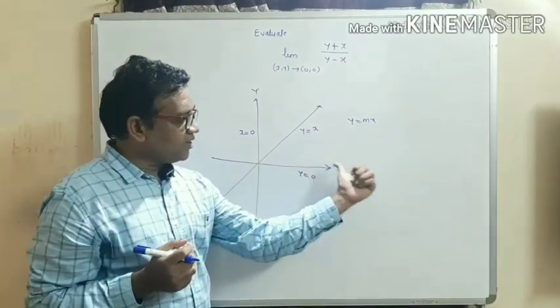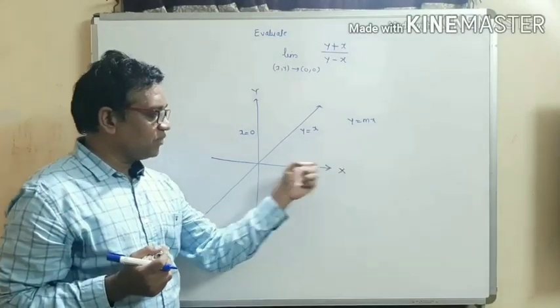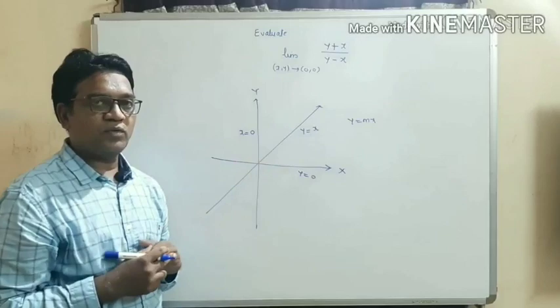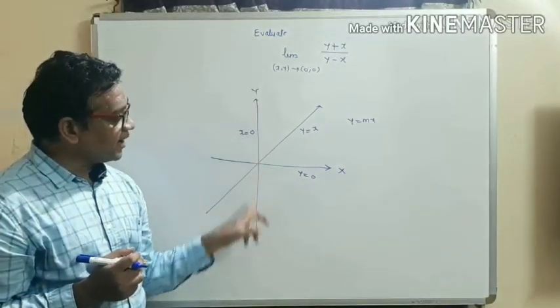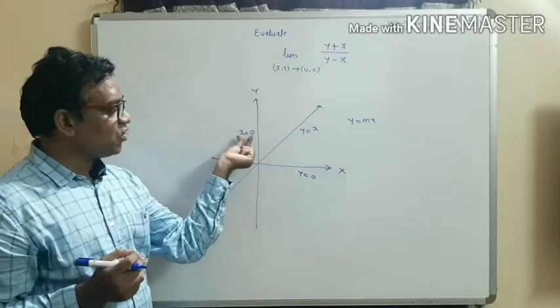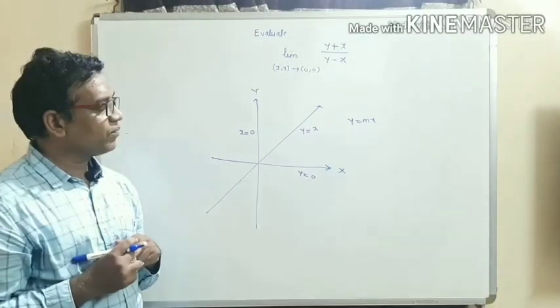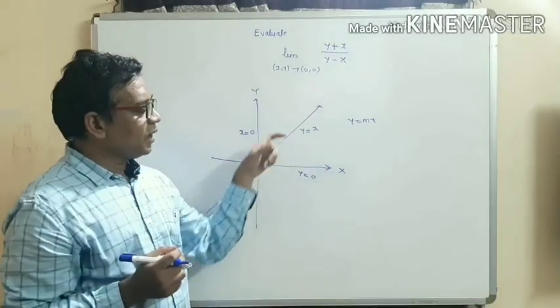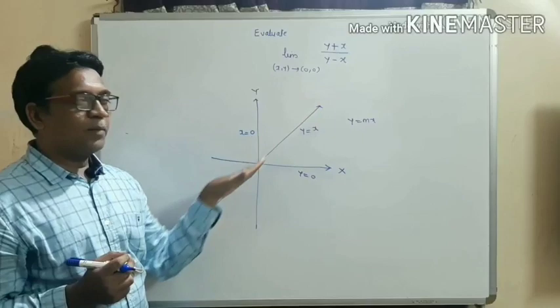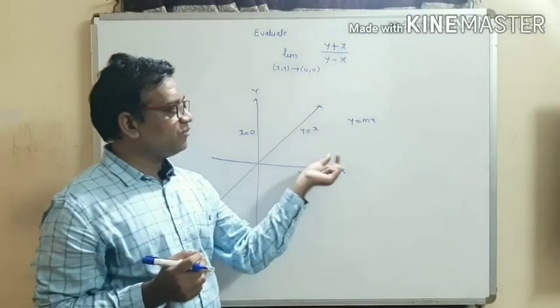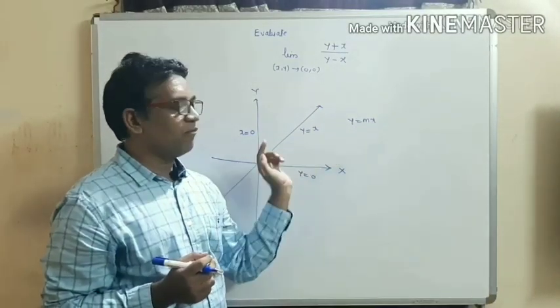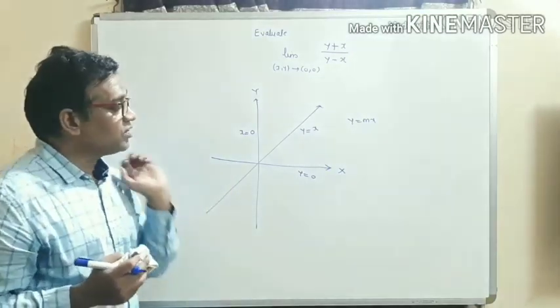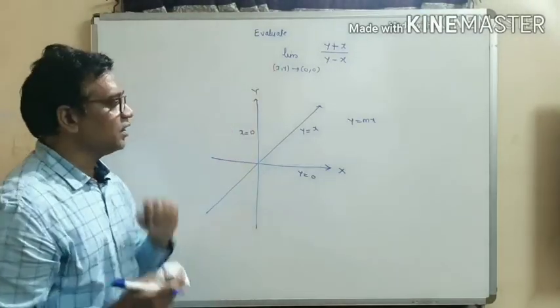Consider the first line, the equation of the x-axis, that is y = 0. Consider the second line, the y-axis, and the equation of the y-axis is x = 0. And consider the third line, a straight line passing through the origin, the equation will be y = mx or y = x. Now see what is the process for finding the limit.